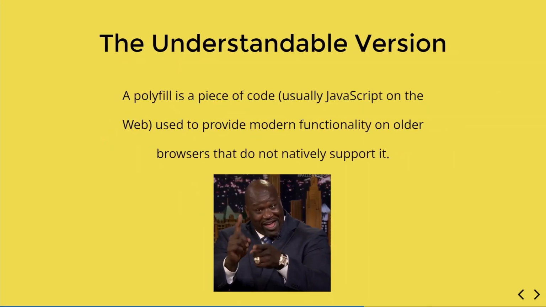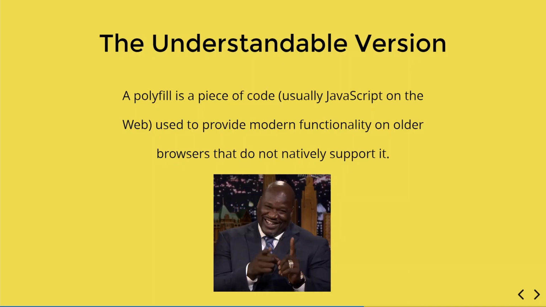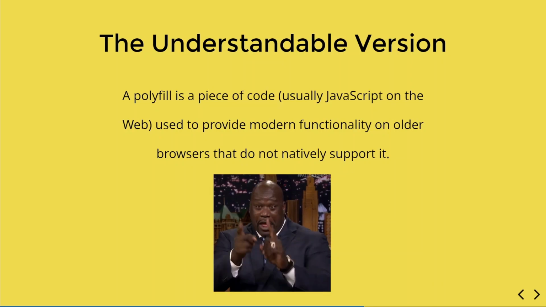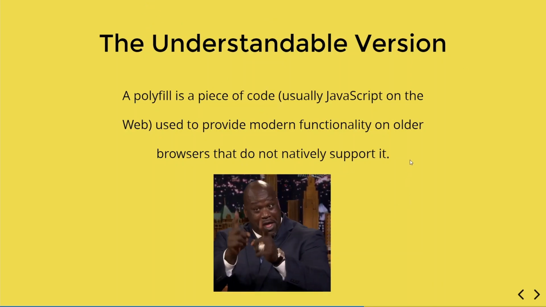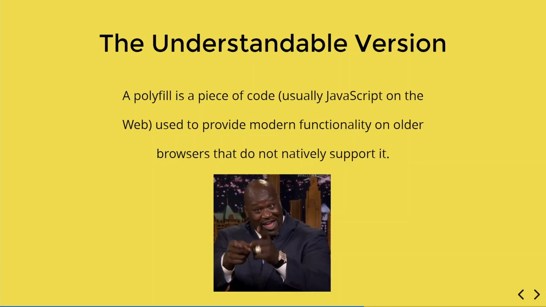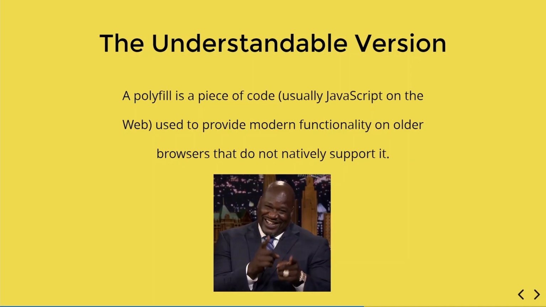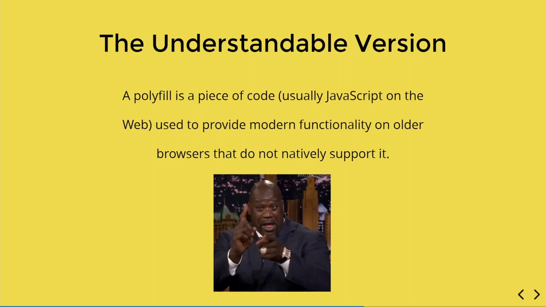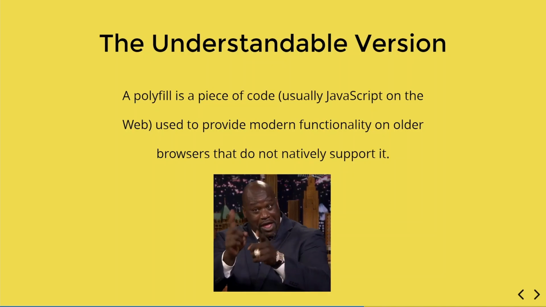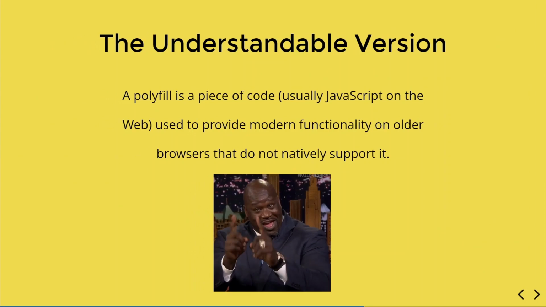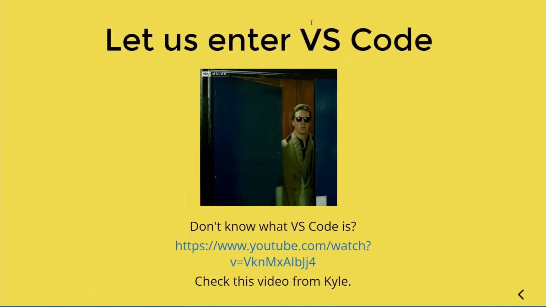So what basically a polyfill is, is a piece of code which is used to provide modern functionality on older browsers that do not natively support it. For example, some functions which are recently introduced in newer versions of JavaScript like ES7 or ES8 may not function on ES4 and the browsers supporting those versions. So we write polyfills for them, and this is the definition, and we have nothing to do with the definition right now. So let's dive right into VS Code.